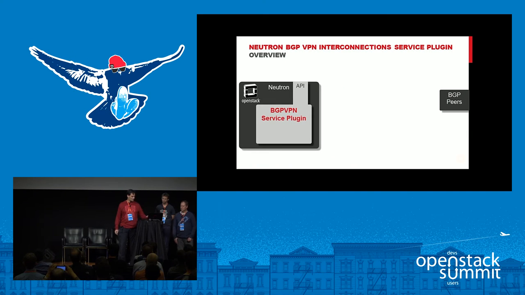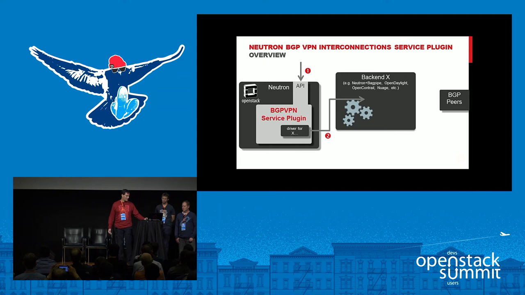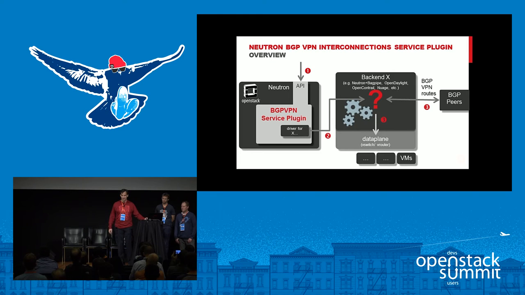the API calls come into the BGP VPN service plugin, and then there's a set of drivers. We have four drivers at this point in time. We have the reference driver with bagpipe. We have an ODL driver, a Contrail driver, and a Nuage driver. And so the API comes into the service plugin, and then that triggers the back end to perform this association between the Neutron network or router and the BGP VPN, which is then mapped to a route target, which then connects out. So the BGP peers in this diagram, in a typical use case, would be an edge router.